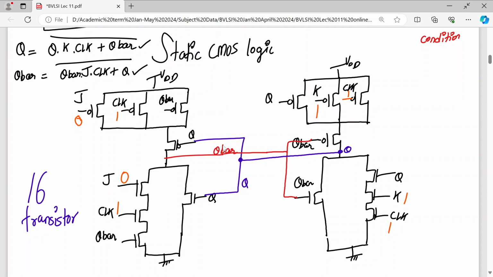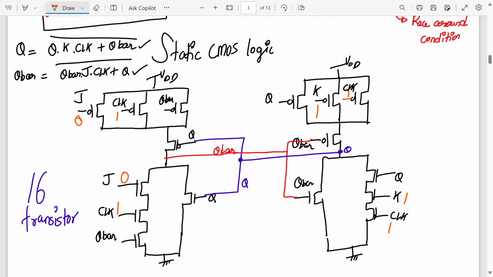So basically this part is off, it cannot go down because this is 0. So if Q is 0, then also again this will be cut off, then Q bar will be 1 basically. So right now, if Q is 0, NMOS network will be off but PMOS network will be on, right?